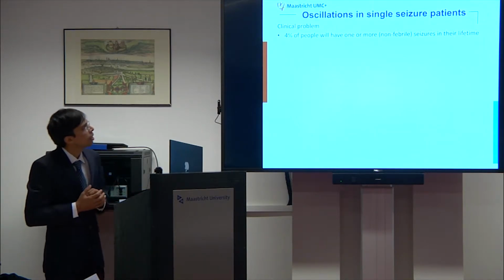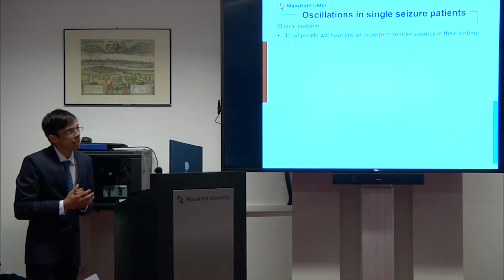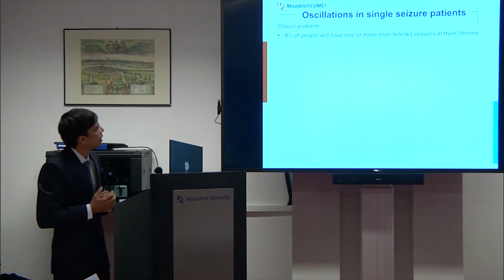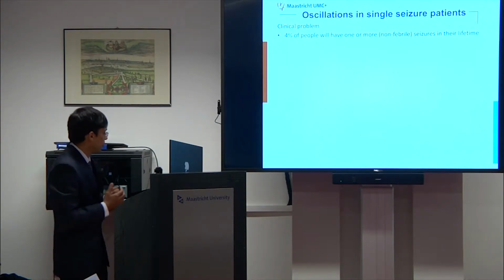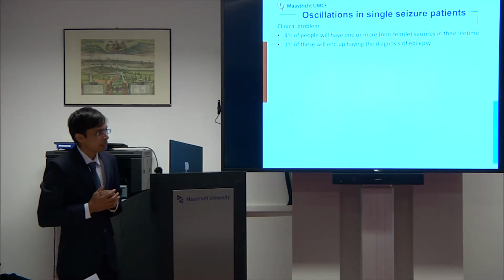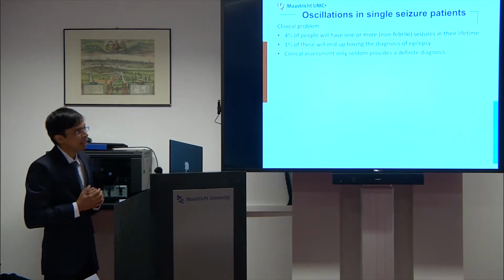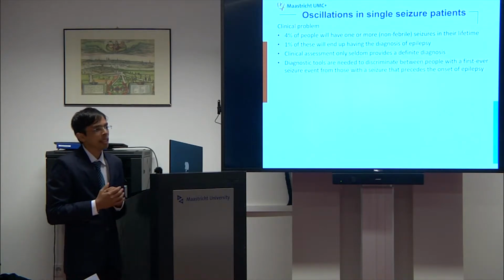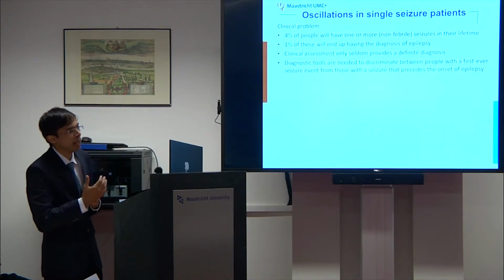That was around single seizure patients. These patients are those who had just one seizure till the point they were followed up. Coming to the clinical problem related to the study, around 4% of the people will have one or more seizures in their lifetime. However, only around 1% of these will end up having a diagnosis of epilepsy. Clinical assessment only seldom provides a definitive diagnosis. Therefore, we need diagnostic tools that can differentiate between patients with single seizure who would remain normal or who will end up in epilepsy.